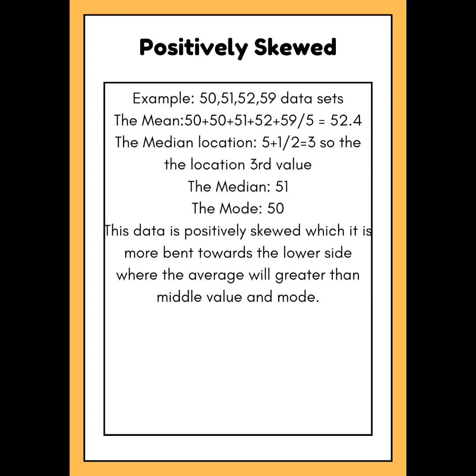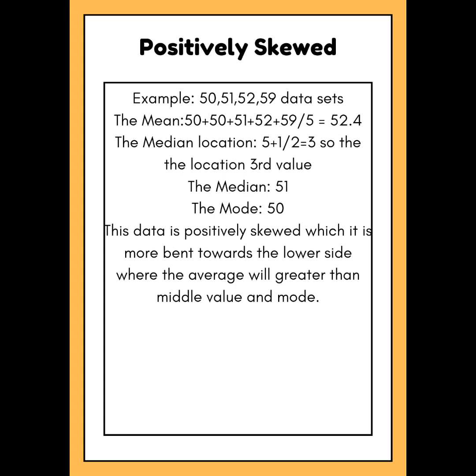The data set consists of 50, 51, 52, 59. The first thing to do is to get the mean. You add the sum of all values in the data set and divide it by the total number of terms in the data set. So the mean is 52.4.